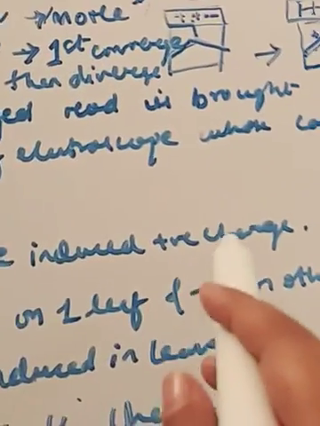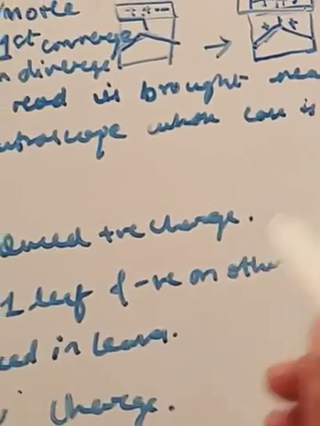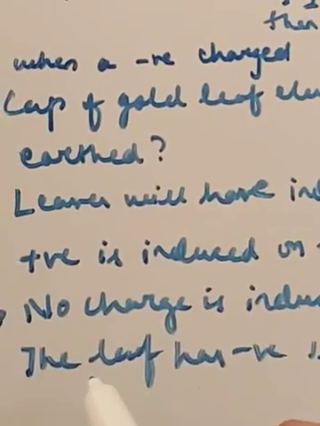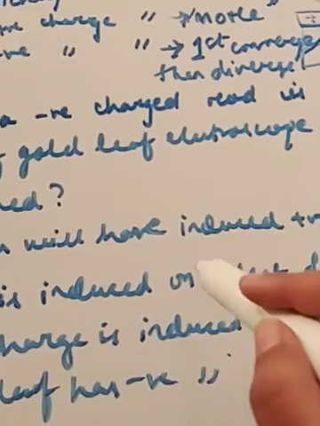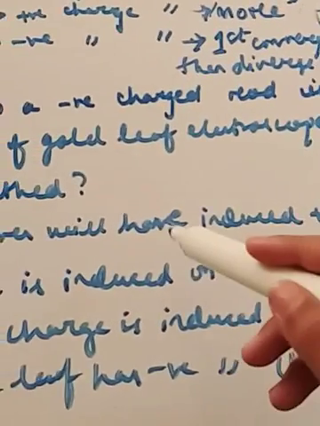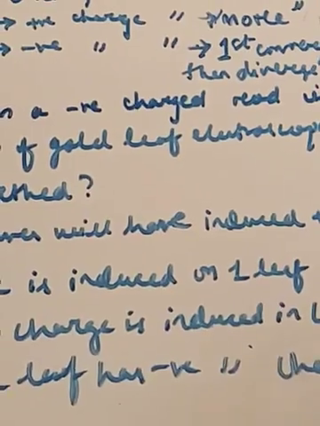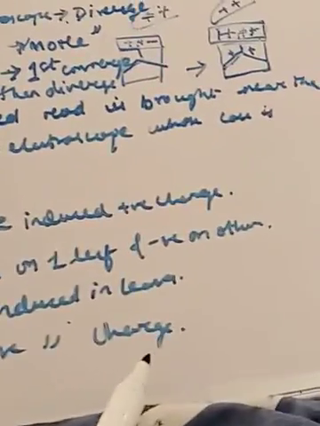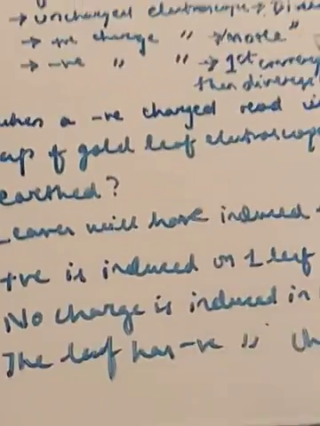Option A: leaves will have induced positive charge, or positive charge is induced on one leaf and negative on the other leaf. Option C: no charge is induced on the leaves. Option D: the leaf has negative induced charge fully. When a negatively charged rod is brought near the cap of the gold leaf electroscope which is earthed, it is a normal, common sense question. You can get it if you think a bit deeper.